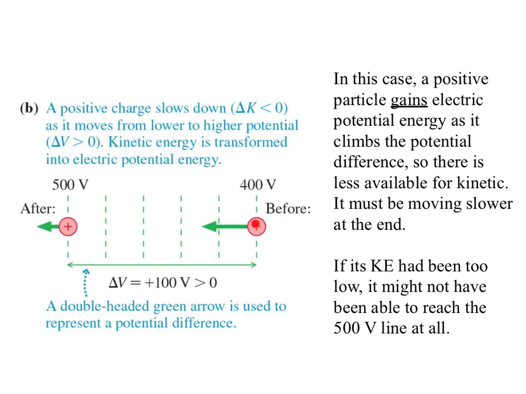On the other hand, if we had fired the particle the other way, going from 400 to 500, then it is gaining electric potential energy as it climbs, because it's Q times 400 here, and then becomes Q times 500, which is a bigger number, because delta V is plus 100. And so it has gained electric potential energy that had to come from somewhere. In this case, it would come from the kinetic energy, so the object has to get slower. Right? It must be slower as it moves over to this point. If the kinetic energy had been small enough, it might not even have made that point. It might have only gotten to like here and then turned around.